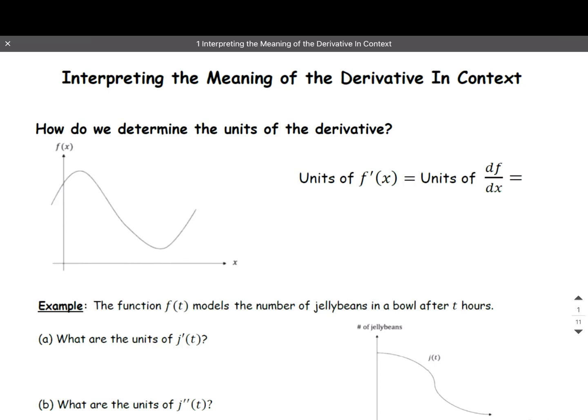So how do we determine the units of the derivative? That's the first thing. Now remember, a derivative was a rate of change. It was the change in the y values over the change in the x values. And notice f of x is in the y position. So when we're looking for the units of f prime of x, or the units of df dx, we take the units of f of x and divide by the units on x.